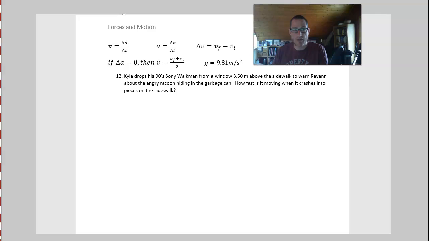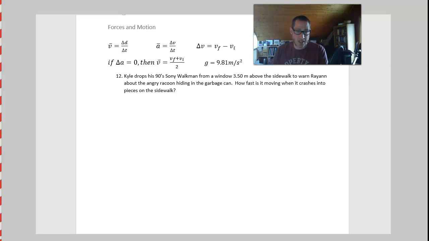I put the equations above the question just so that it's easy for you to see, and I can refer to it easily. But there's just really 4 equations and then one thing about gravity, and that's that it's 9.81 meters per second squared. So let's take a look here.